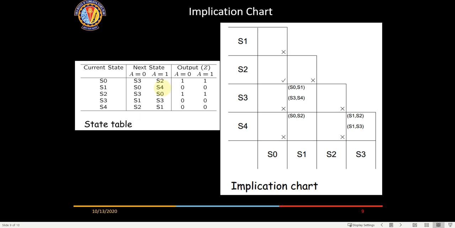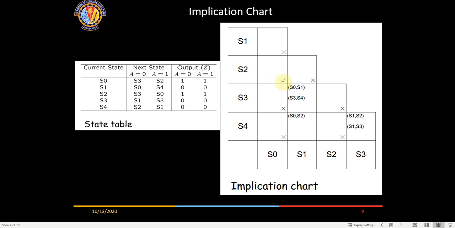I told you we are going to try and see if these can be merged together. So what we are going to do is compare S0 and S2. S3 will remain like that. S2 and S0 we are going to merge, so maybe this S2 is also going to become S0. The outputs are also the same, so it is possible. So I put a tick there.